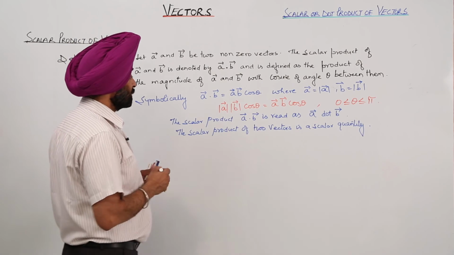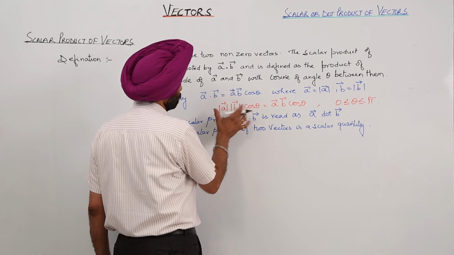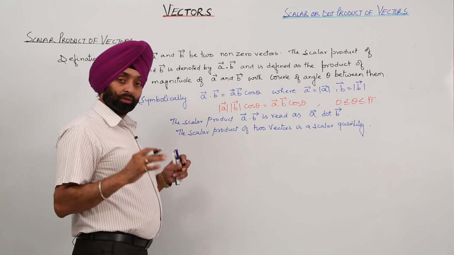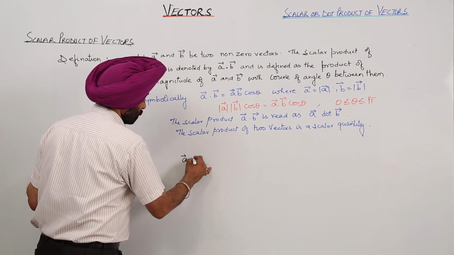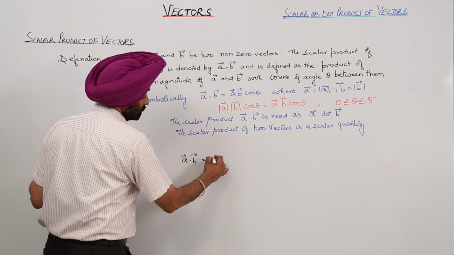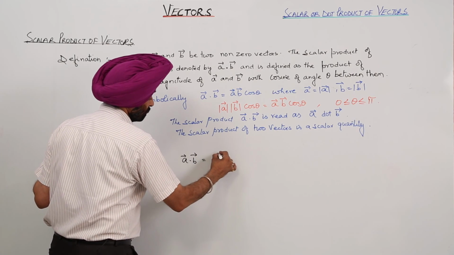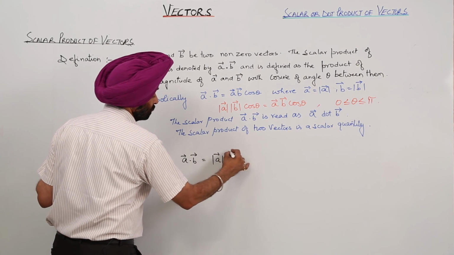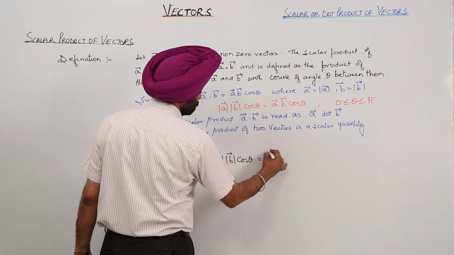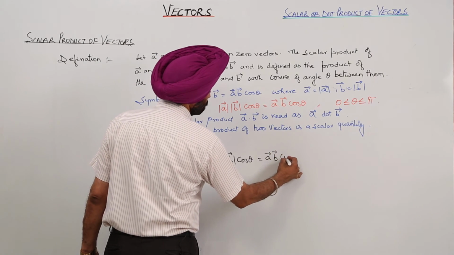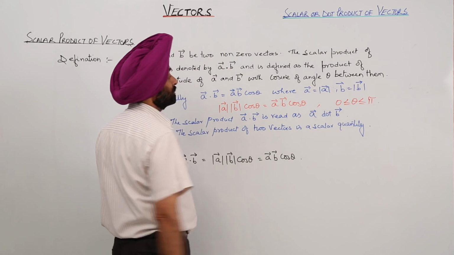Now the main thing we are having is this one. So once again, just a briefing, we are having vector A dot vector B is equal to the magnitude of vector A, vector B with cos theta, and is equal to AB cos theta.